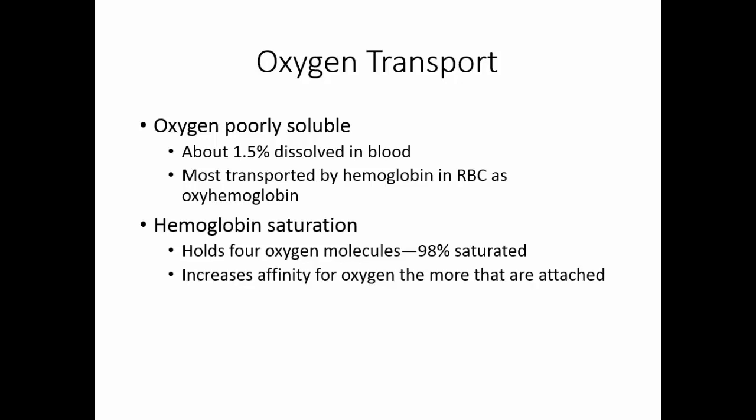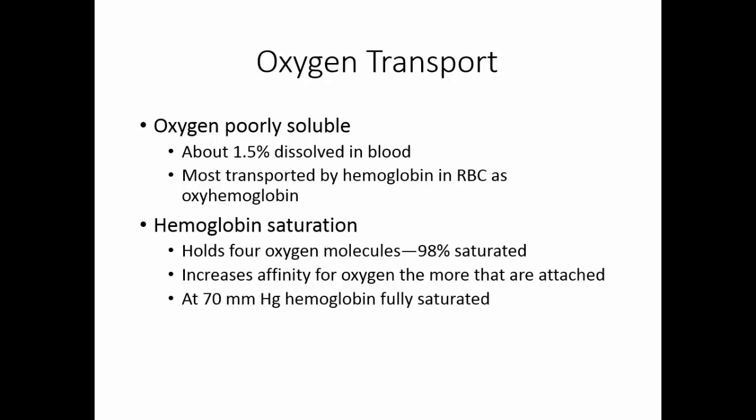The more oxygens we get on a hemoglobin, the more the hemoglobin wants to take on oxygen. So if we just have 1 oxygen on the hemoglobin, the second one comes on, the third one comes on a little faster, and the fourth one comes on really fast.